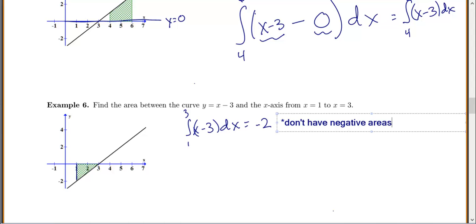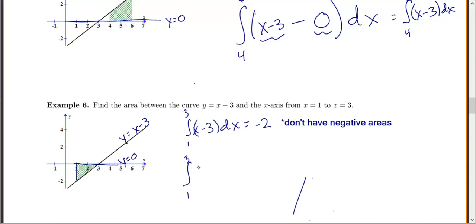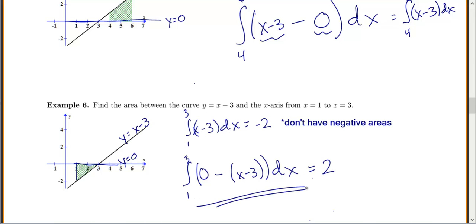So let's see what we did wrong here. We just integrated x minus 3, but if you look at this, what is actually on top? It's like you have two functions. You have the function y equals 0 and y equals x minus 3. So when I integrate this, I go from 1 to 3, but I say which one's on top? In this case, the function 0 is actually on top, so it's going to be 0 minus x minus 3 dx. And when I integrate that, I will get positive 2, which is much better. And so again, it's that y equals 0 that was really on top, so I need to do 0 minus my function that's on bottom.